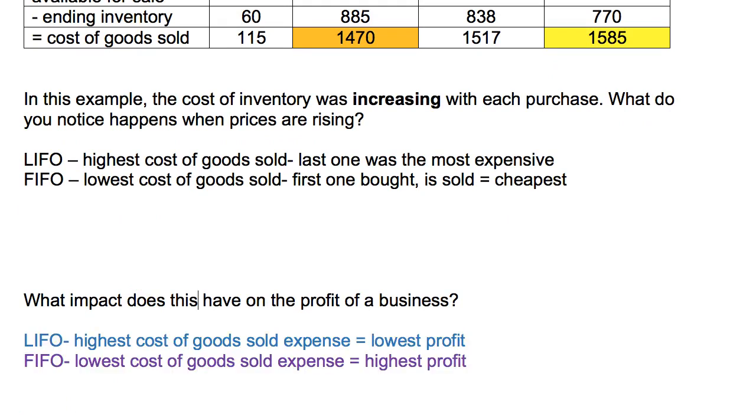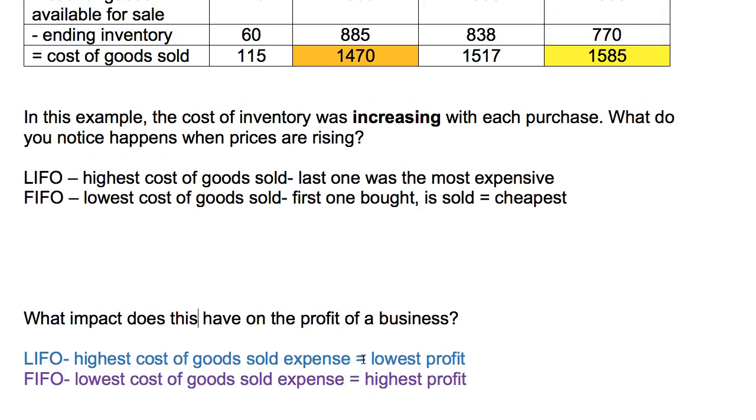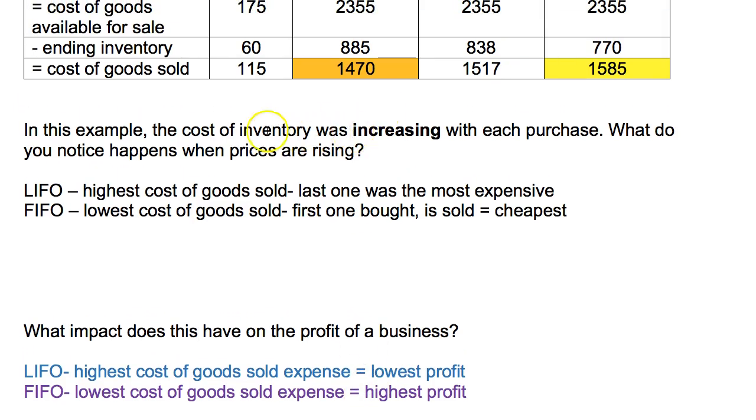Pause the video. So LIFO, from up here, we said it has the highest cost of goods sold. This is an expense, so if you have the highest expense, it will give you the lowest profit. Whereas FIFO, which has the lowest cost of goods sold, an expense, will then give you the highest profit. So this situation will exist when you purchase your inventory and the cost is increasing with each purchase. If your cost of buying your inventory decreases with each purchase, then you would have the opposite situation.